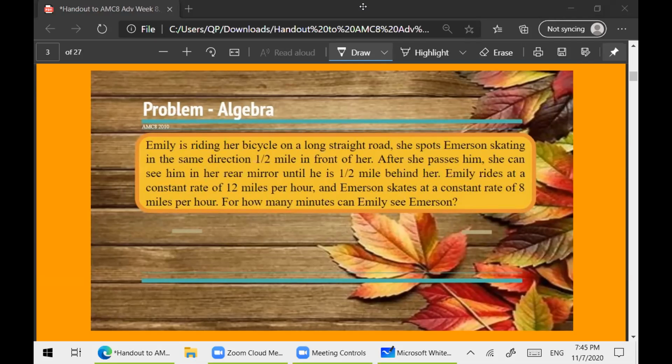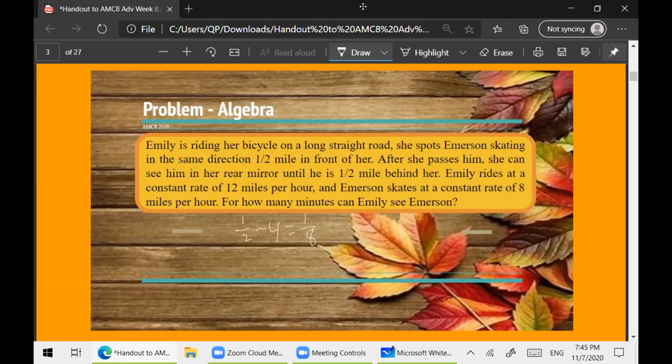All right, so for this problem, we can look at it from the point of view of Emily, and from her point of view, she isn't moving, and Emerson is coming at her at a rate of 4 miles per hour. So, for half a mile in front of her, she can see Emerson, and the time this takes is 1/2 divided by 4 is 1/8 of an hour.